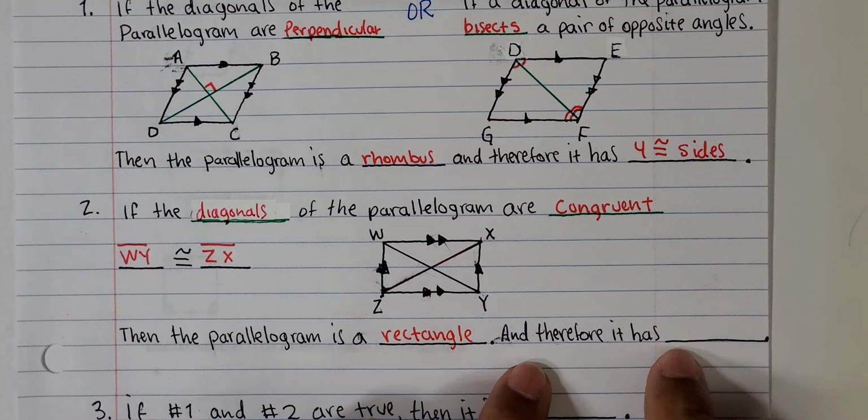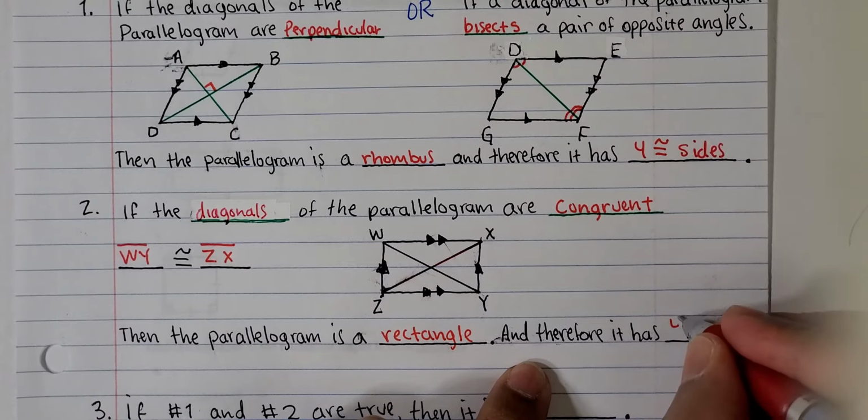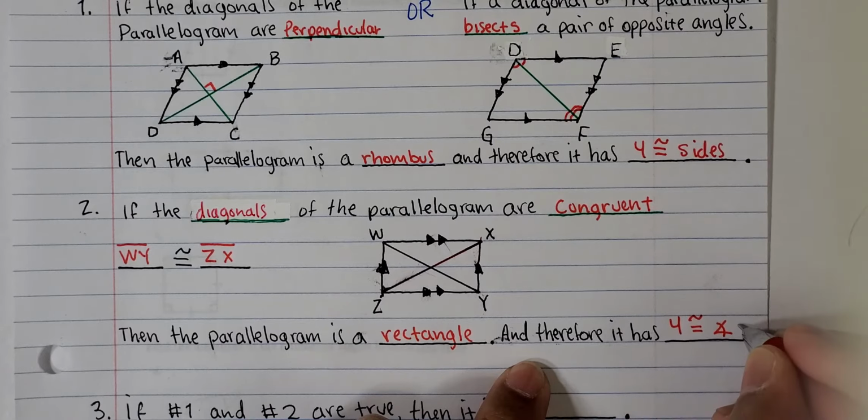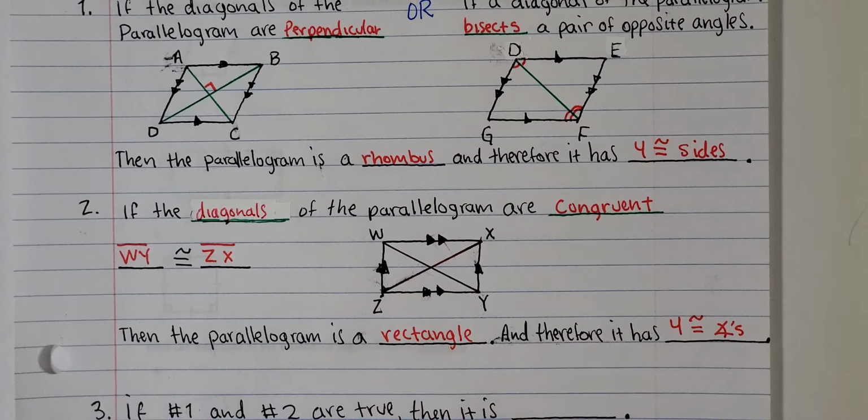and therefore it has four congruent angles. Don't forget, this is the symbol for angles. Okay, so it has four congruent angles.